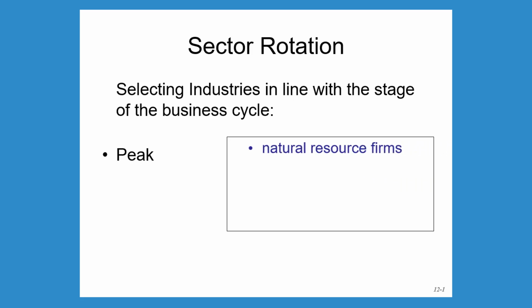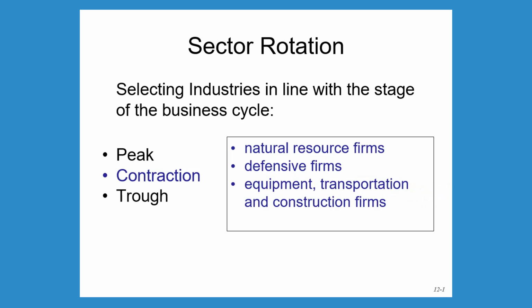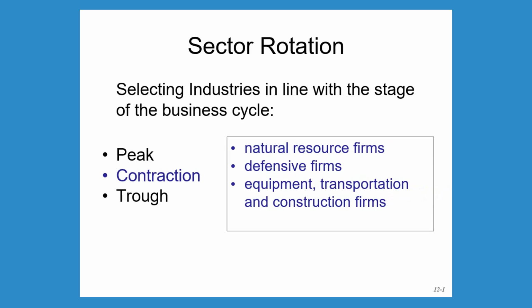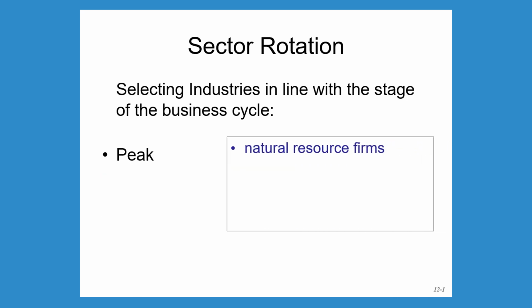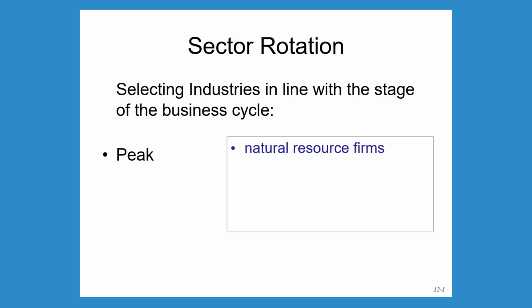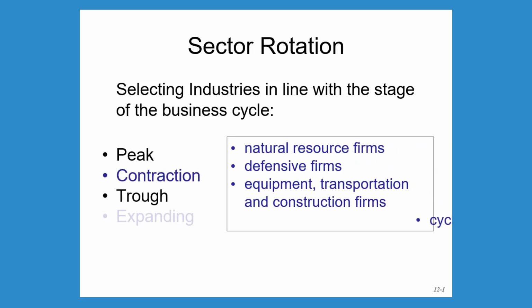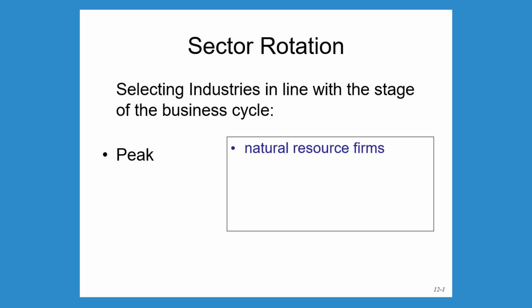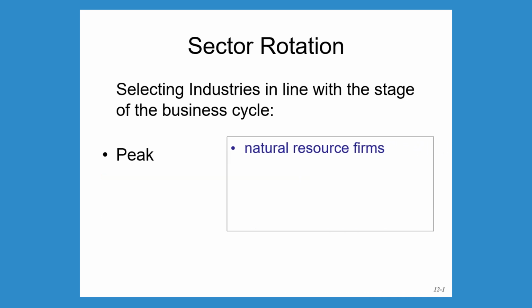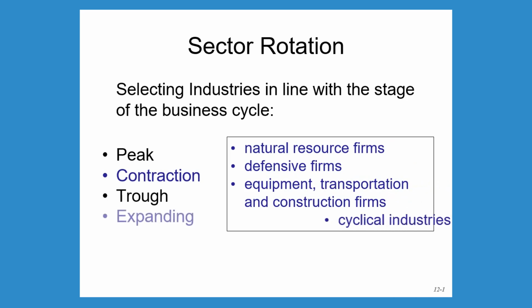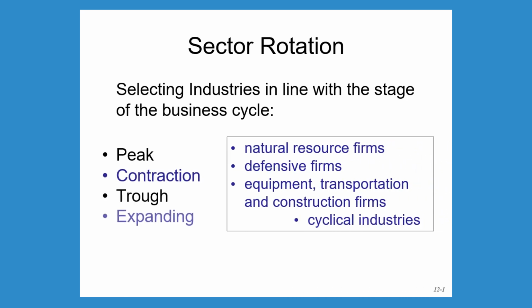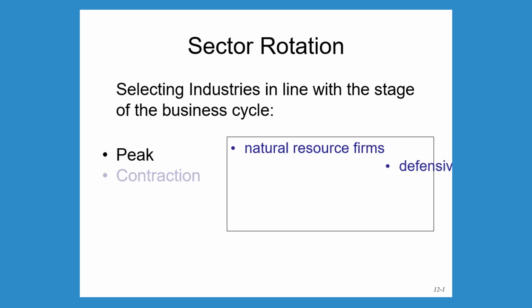Sector rotation is the strategy of shifting investments into industries that tend to outperform at different points in the cycle. At the peak, you might favor natural resource firms. During a contraction, shift over to defensive firms like utilities or healthcare. At the trough, consider industrials and transportation. During expansion, move into cyclical industries that benefit from rising demand. This is where timing and macro awareness can potentially enhance returns.